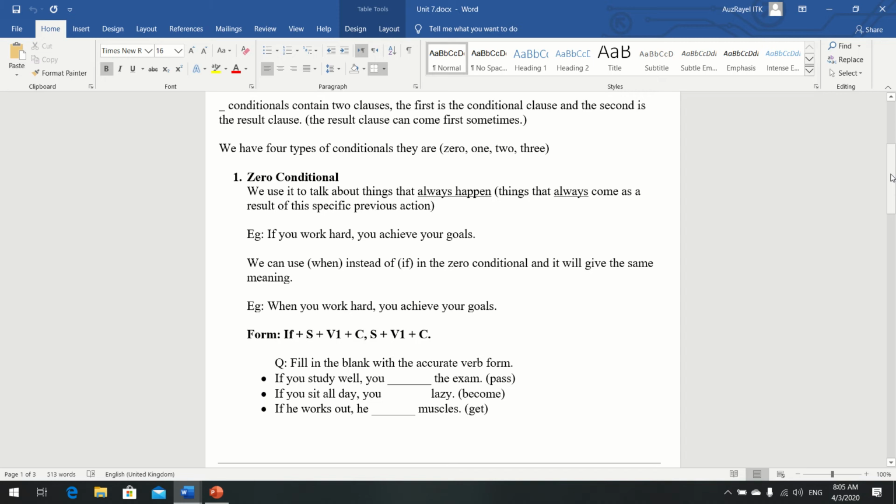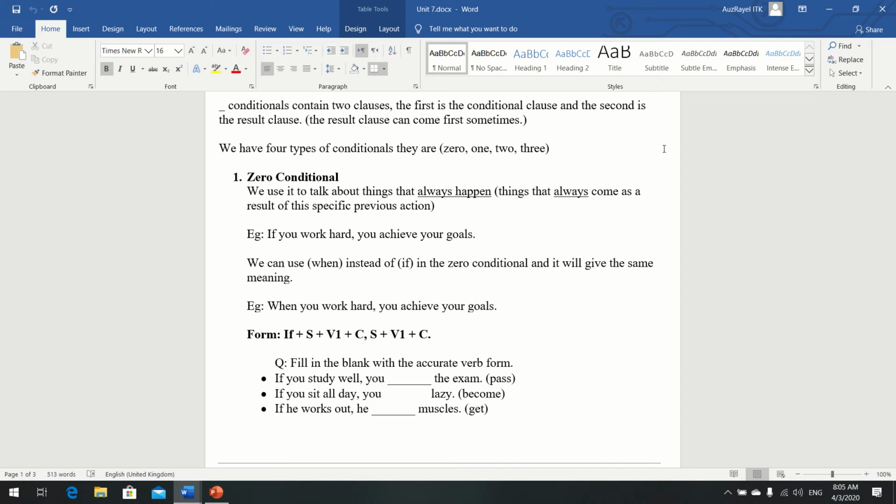Okay, so now we have four types of conditionals. They are type 0, 1, 2, and 3. And we have some differences between them regarding the meaning. Okay? Starting with type 0, we use it to talk about things that always happen, things that always come as a result of this specific previous action.